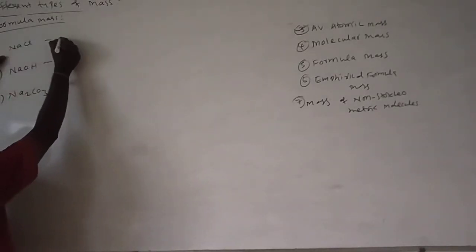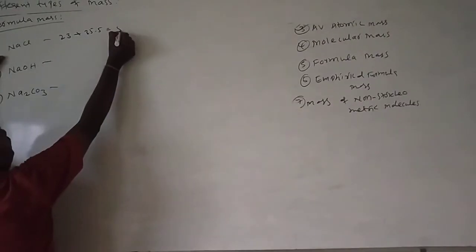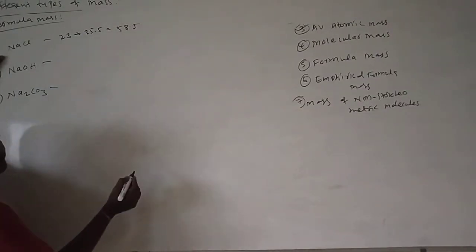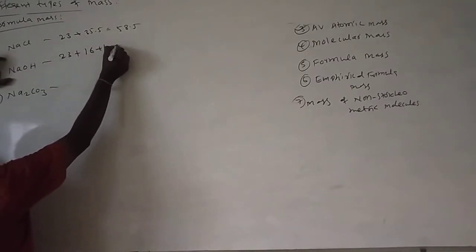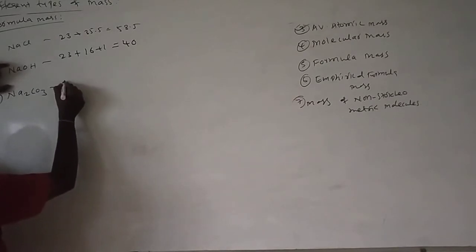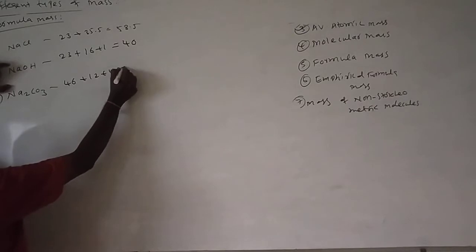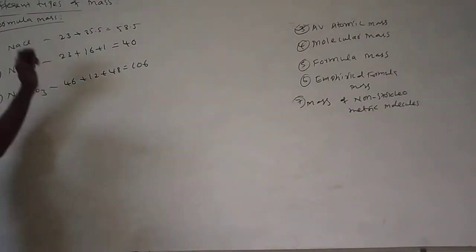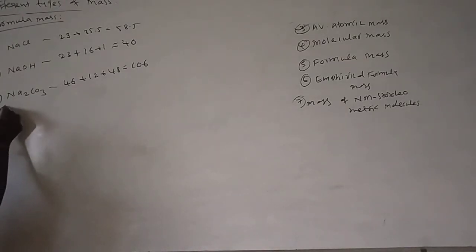And here, what is the mass? We take the atomic mass of sodium 23 plus chlorine 35.5, so 58.5. Here also the same: 23 plus 16 plus 1, 40. Here 23 into 2, 46, plus 12 plus 48, 106. Okay, this is about the formula mass. And then in continuation, empirical formula mass.